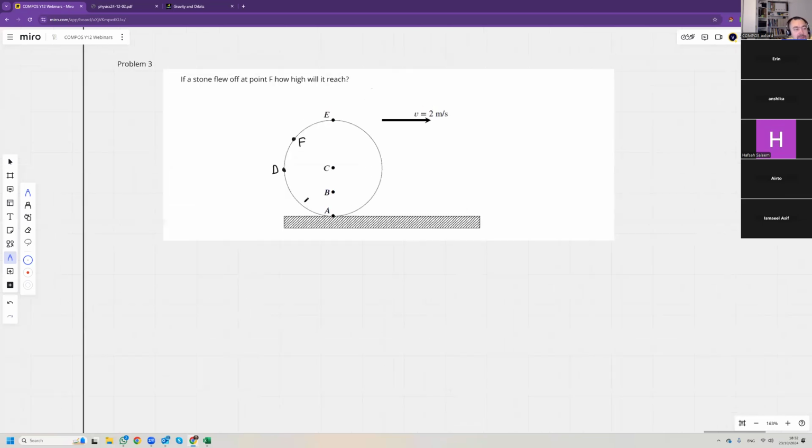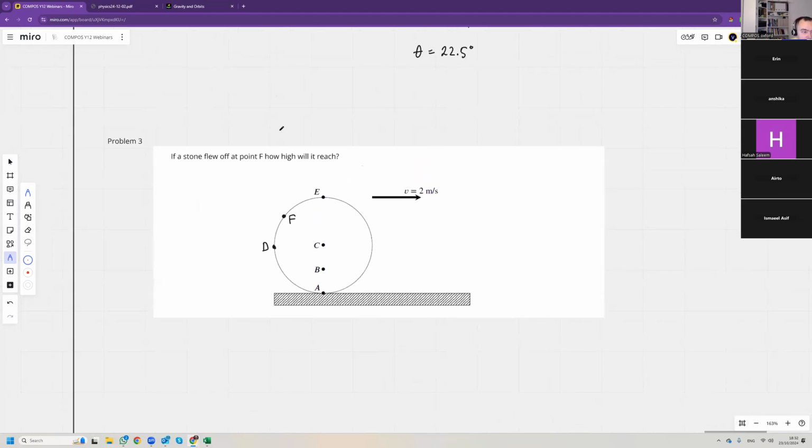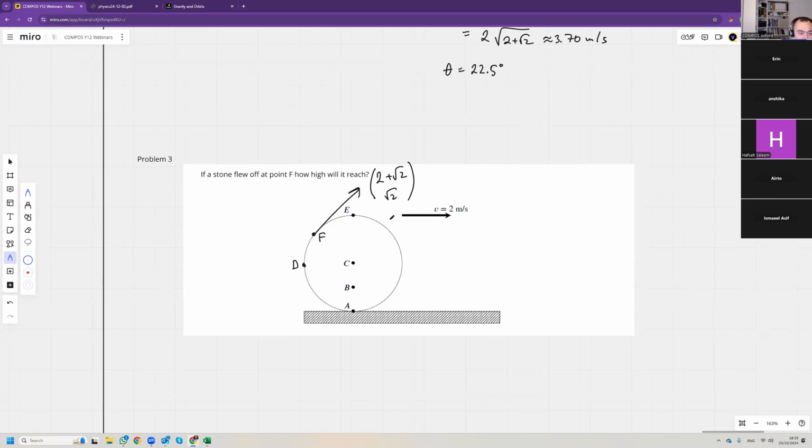Problem 3. A stone flew off at point F. How high will it reach? So we already know the velocity at point F. So this is 2 plus root 2, square root of 2. We also need to know how high it is at the moment. So we need to find where it is initially. The initial height, h0.